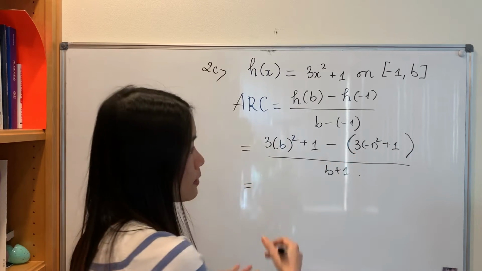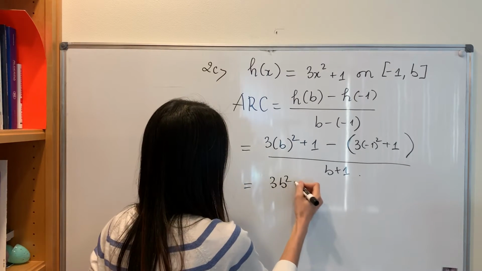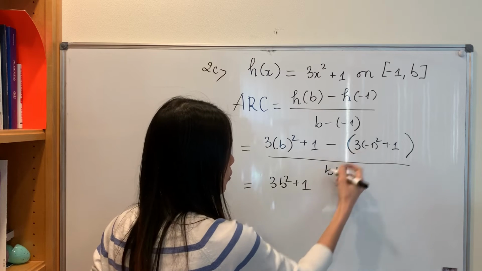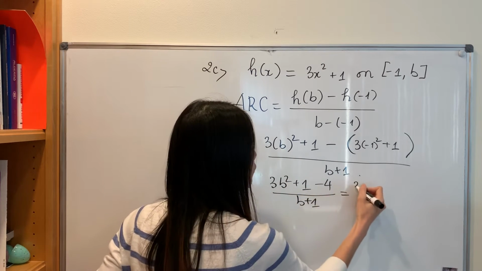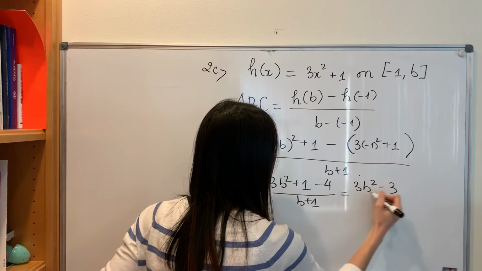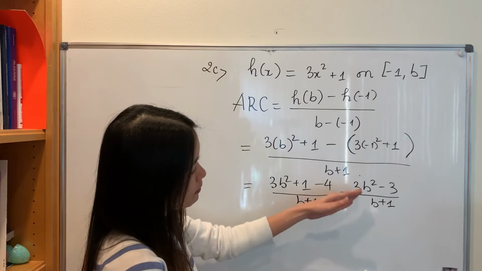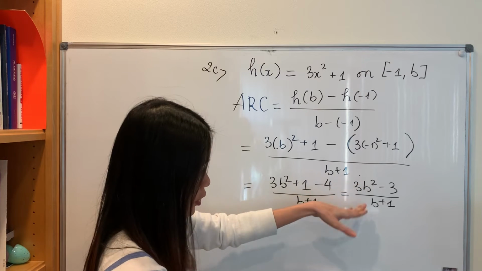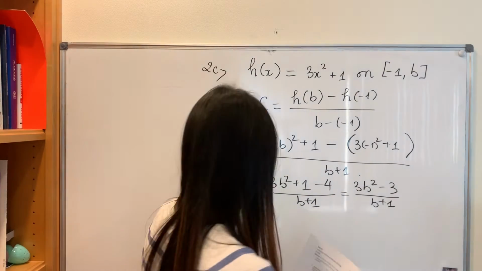Simplify this one to see if you can simplify something more. So I have 3b squared plus 1. This one is 4, so subtract 4 over b plus 1. So I have 3b squared minus 3 over b plus 1. I don't see any common factor between the numerator and denominator, but I can tell if I take out the 3, I will see something after that.